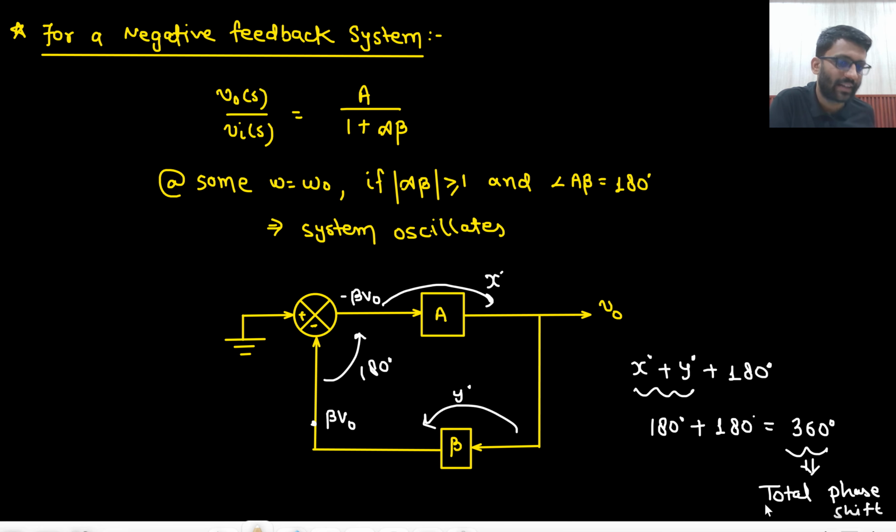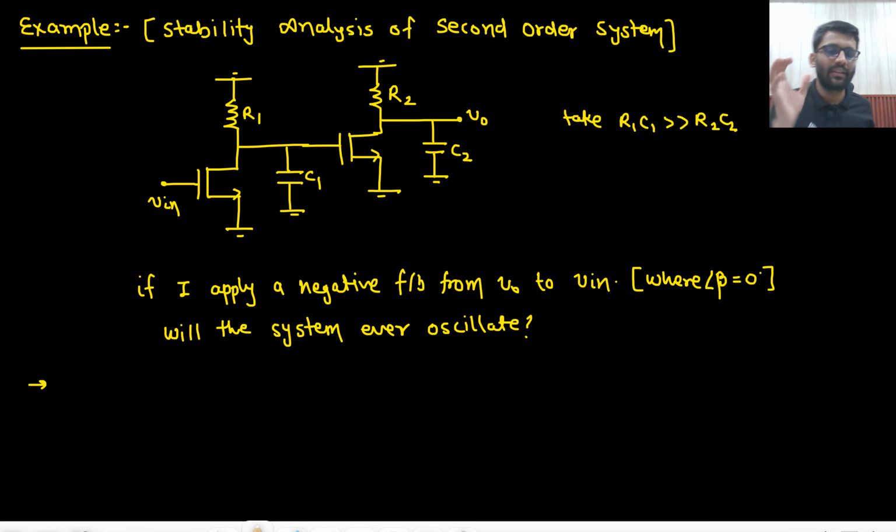If this is your total phase shift, then the system would become unstable, considering the fact that at A beta greater than 1, at that particular frequency, my magnitude is greater than or equal to 1. If my magnitude is less than 1, then the system will still be stable. What I am saying is, if my phase shift is 360 degree, meaning 0 degree, but at that time my loop gain is less than 1, then the system will still be stable. Let's see more examples. Let's go more into the depth of stability analysis.